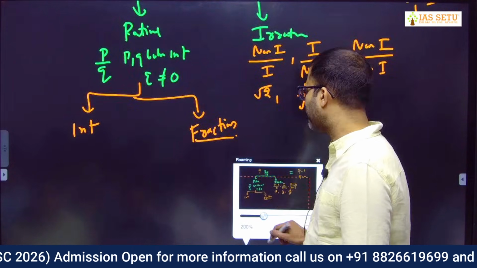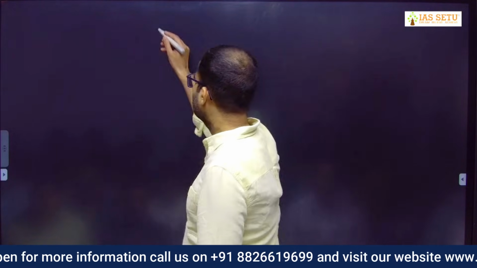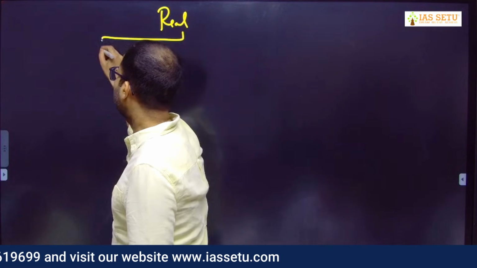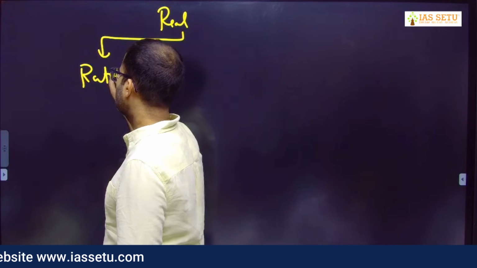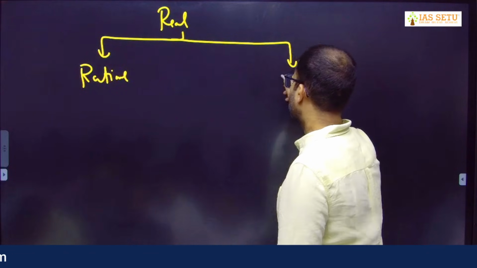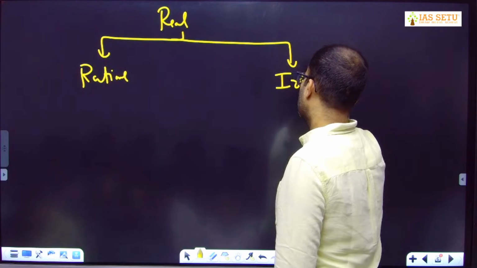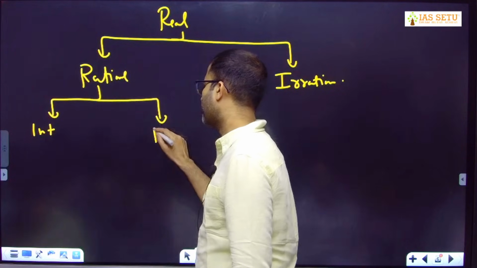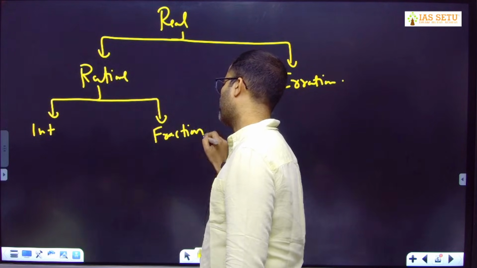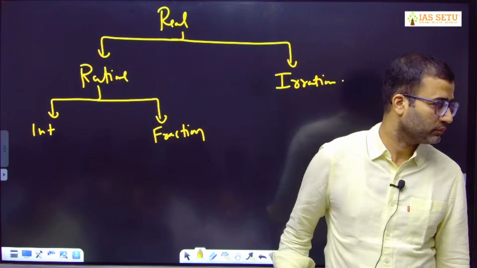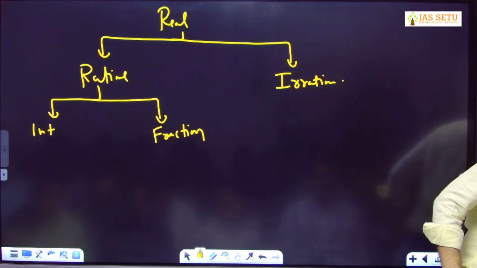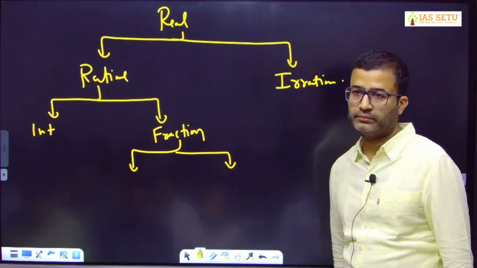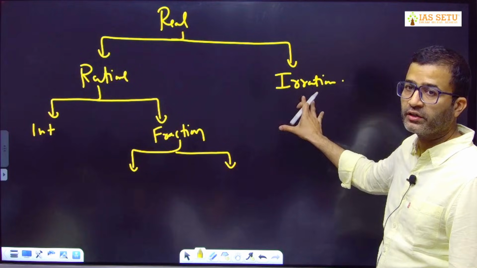Now fractions we divide in two parts. Let me write again. Real numbers we divide in two parts, rational and irrational. Here integer, fraction. Okay. Now here fractions we divide in two parts. I give you one more clarity about irrational number.